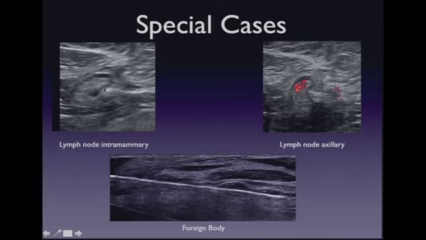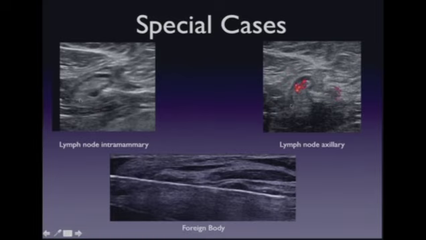So here's an example of an intramammary lymph node. One of the things you want to do to make sure it's a normal lymph node is check that the hypoechoic cortex is relatively uniform throughout its appearance. Again, you're going to have an echogenic fatty hilum.